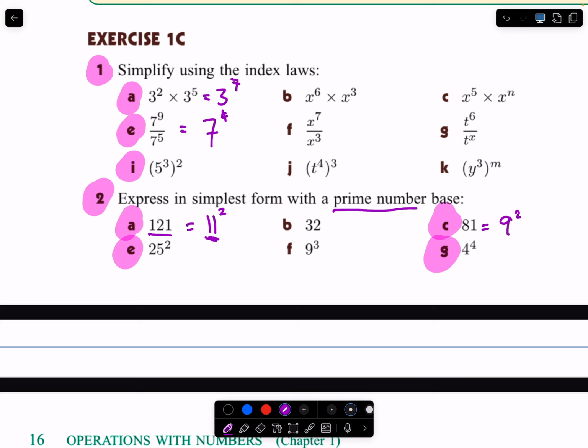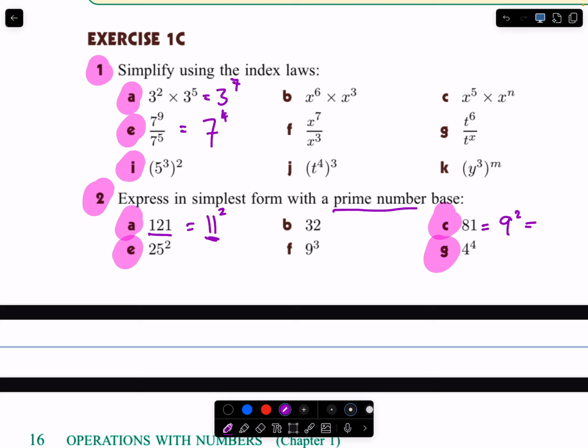But is 9 a prime number yet? What are the different ways I can get 9? Any ideas? 3 and 3. What's the other way I can get 9? 1 times 9. See how there's more than one, so it's not prime.